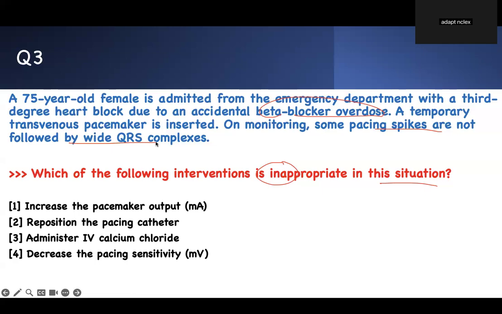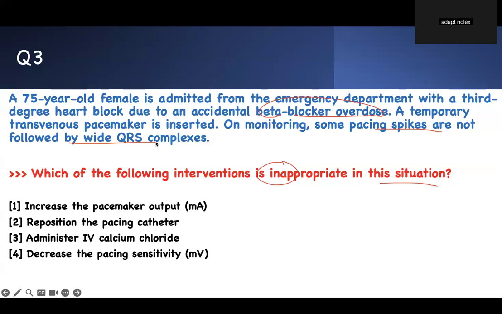Maybe the catheter is displaced. So repositioning the catheter may help improve contact with the myocardium and be able to fire better. Calcium, with calcium chloride, is very, very important. It counteracts the beta blocker effect. The side effects of the beta blocker, calcium chloride can counteract it and then improve myocardial responsiveness. That's why you have to give IV calcium. So for the beta blocker overdose, you can use calcium chloride to help with that.